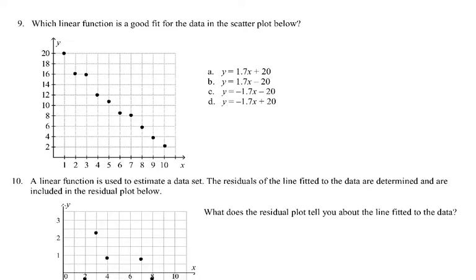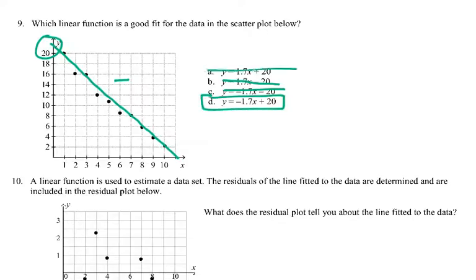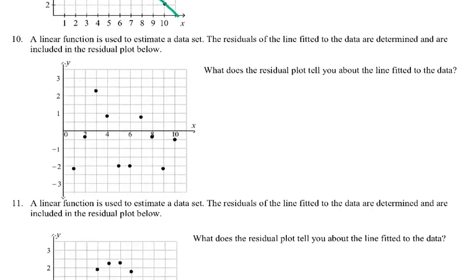Alright, number 9, which linear function is a good fit for this one? So we've got a negative correlation here, okay? Our line of best fit would be something around there, right? So we're going to have about a positive 20 for our y-intercept, so that gets rid of B and C, and a negative slope because it's going down, so that gets rid of A. We're left with D. Okay.